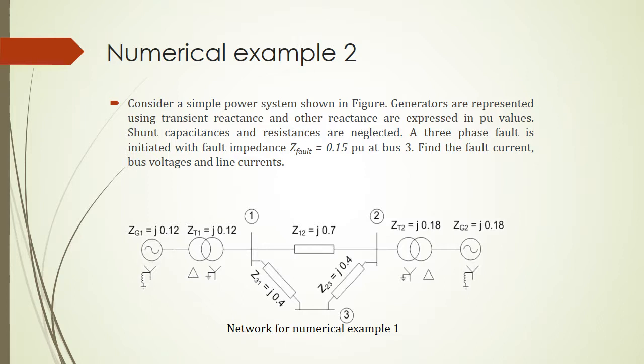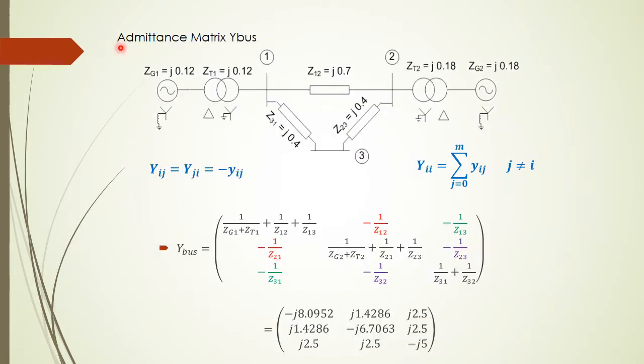So we go straight into numerical example number 2 to see how we can build up an impedance matrix in the example 1 with a similar circuit. So we begin with calculating the admittance matrix Ybus. The admittance matrix Ybus in this case of a 3-bus system is a 3 times 3 matrix, and it is like this. So you can see that it is a symmetrical matrix.